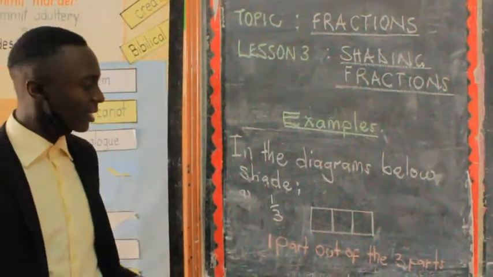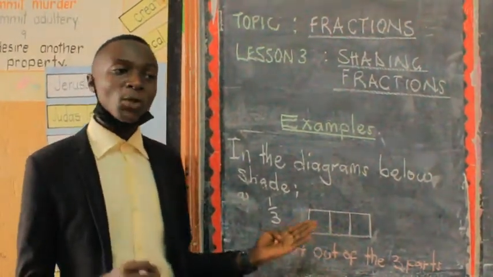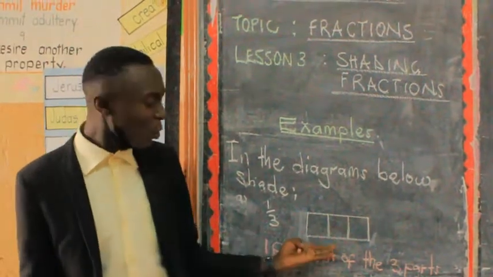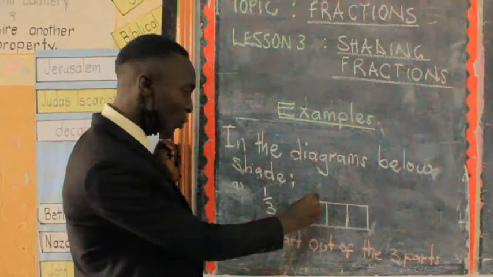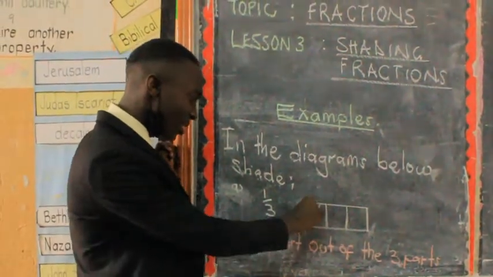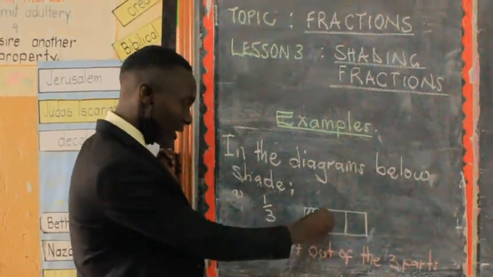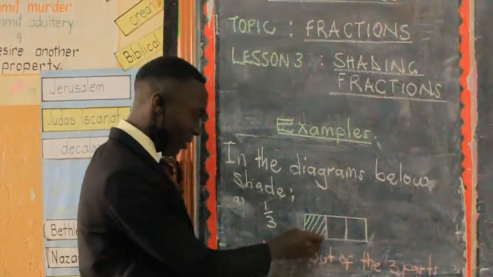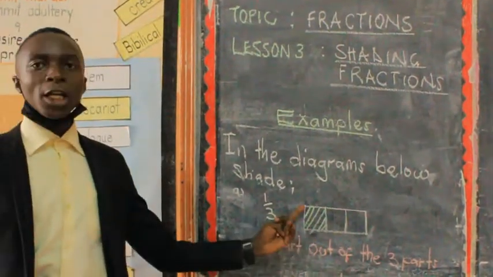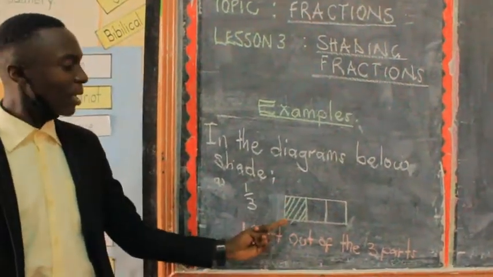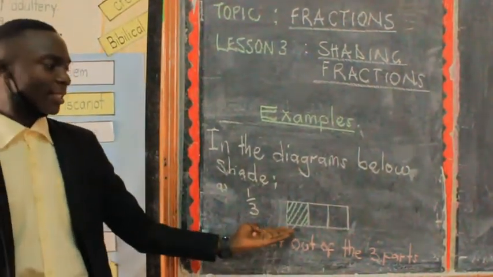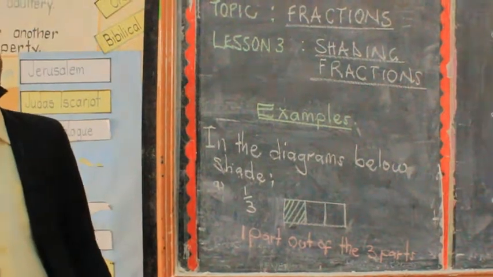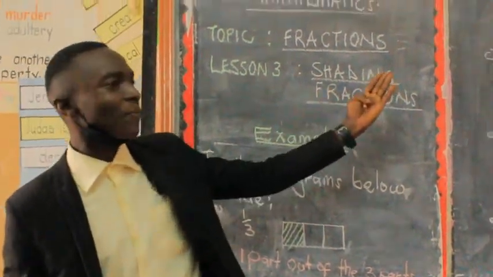Let us shade it. Make sure that when you are shading, you don't scribble, but you shade properly. Make sure that your pencils do not penetrate to other boxes. So I have shaded only one part out of how many parts? 1, 2, 3. So that's how we do it. So we have passed that number. We go to part B.